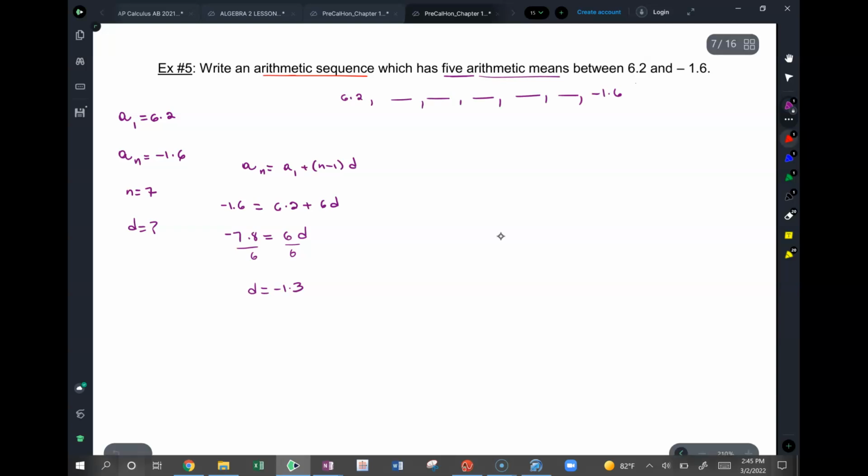Is n the number of numbers that you want, or is N the number on your list? So from 6.2 to negative 1.6, now we're just going to keep subtracting 1.3. So you get 4.9, 3.6, 2.3, 1.0, negative 0.3. And then it's negative 1.6.